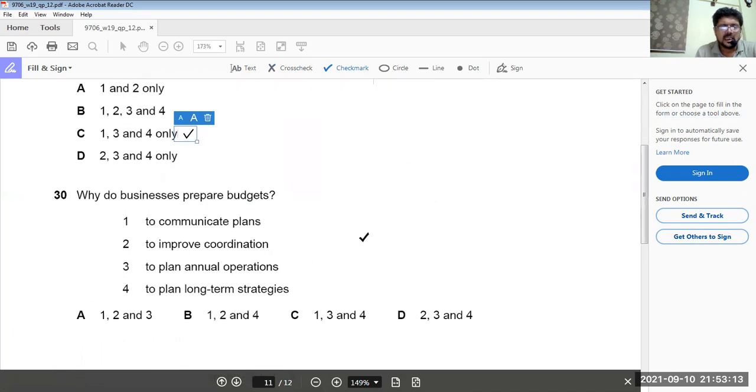The last one. Why do businesses prepare budgets? To communicate plans, to improve coordination, to plan annual operations, to plan long-term strategies. No, this can't be. So it means option A should be the answer: 1, 2, and 3. 4 is not part of budgets.